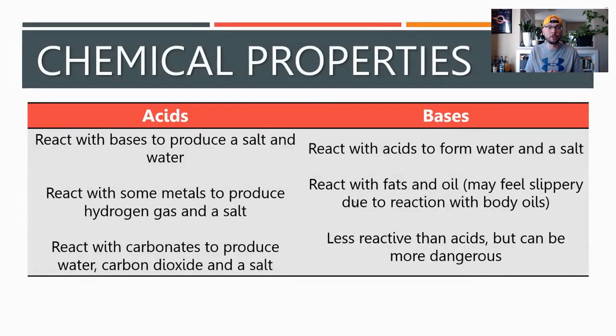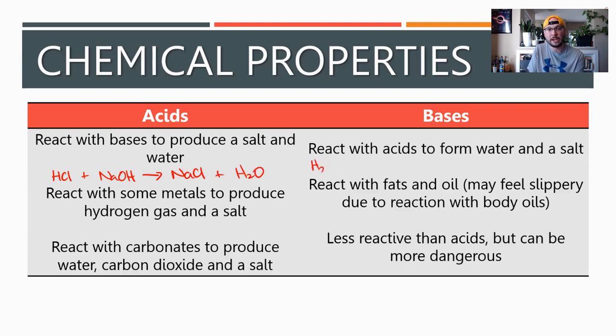Okay, so the chemical properties are properties that are discovered when the acid or the base is chemically transforming into a new substance. So acids react with bases to produce a salt and water. An example of this is HCl plus NaOH. So HCl is our acid, NaOH is our base. We get NaCl, which is a salt, and that's in fact table salt, and H2O.